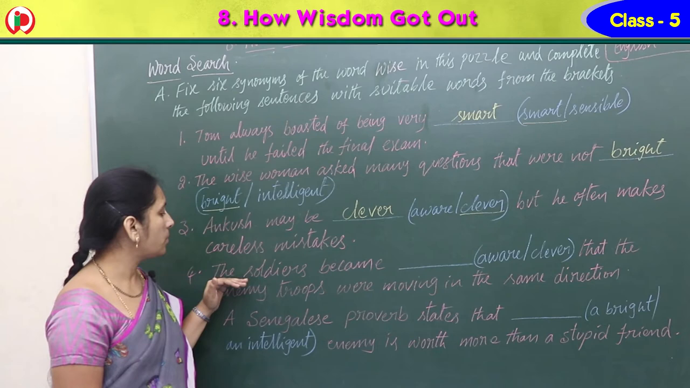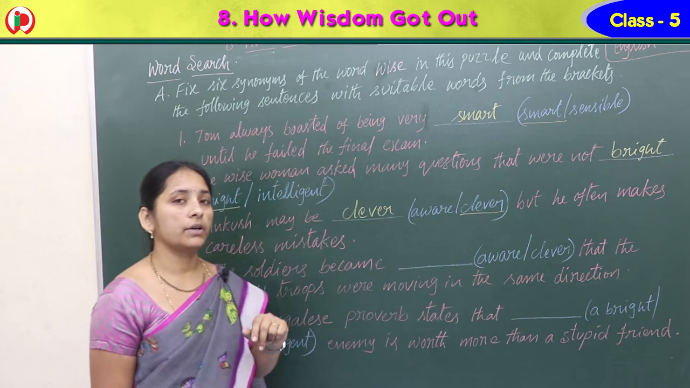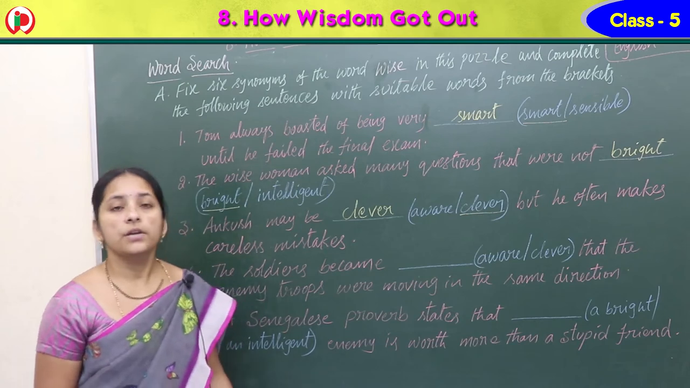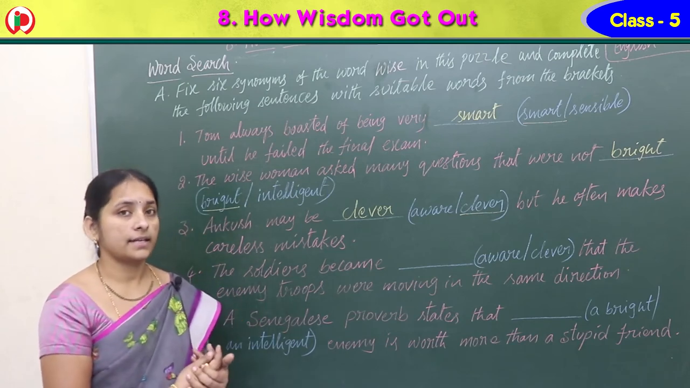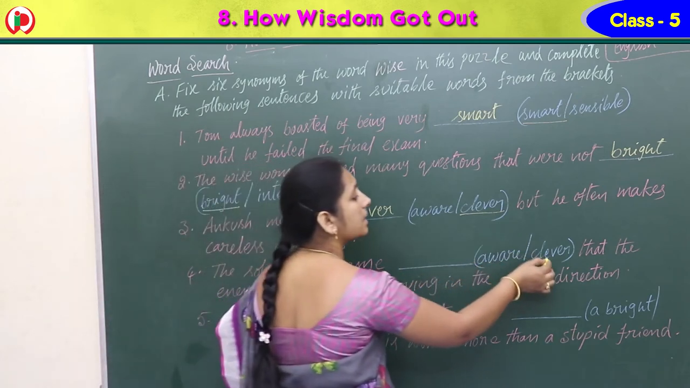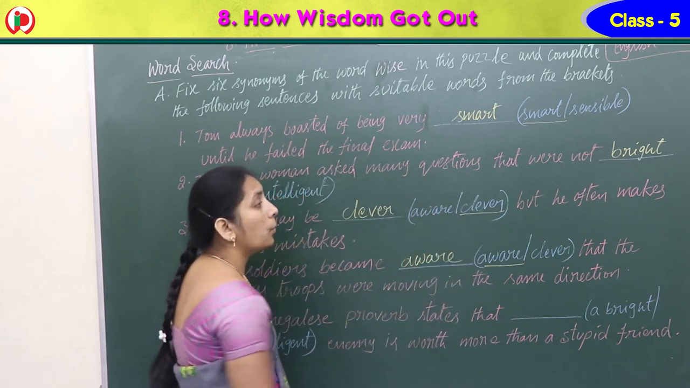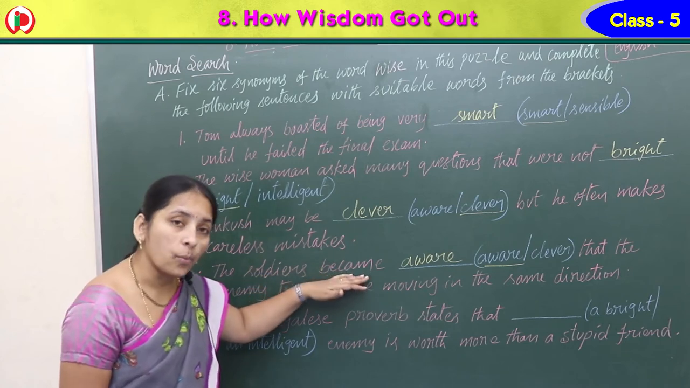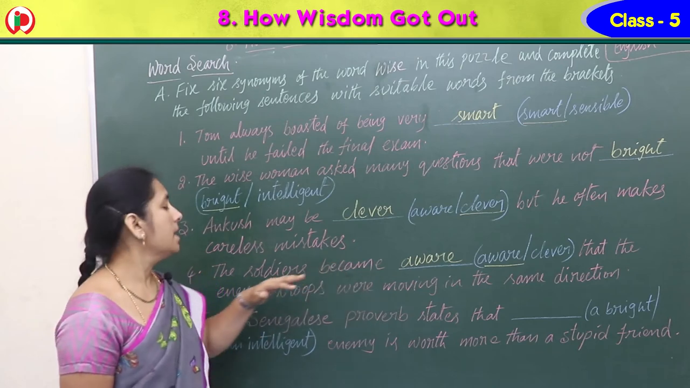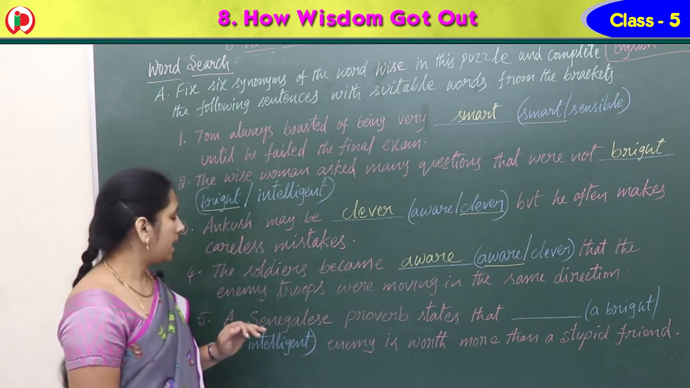Okay. And see the next one. The soldiers became dash, aware or clever, that the enemy troops were moving in the same direction. So the enemy troops are moving like that, and what do they know about that? Aware or clever, here means they are aware, they know about that. So we should write aware. The soldiers became aware, they got the knowledge and information, that the enemy troops were moving in the same direction. Okay, and see the next one.